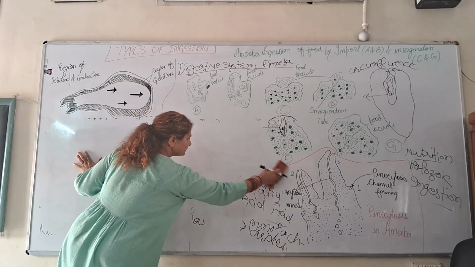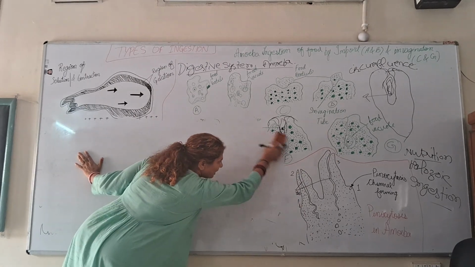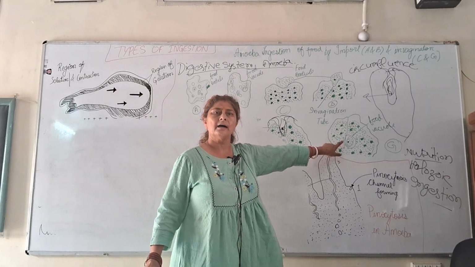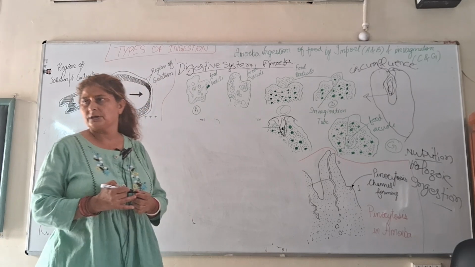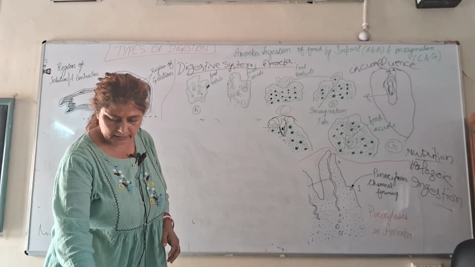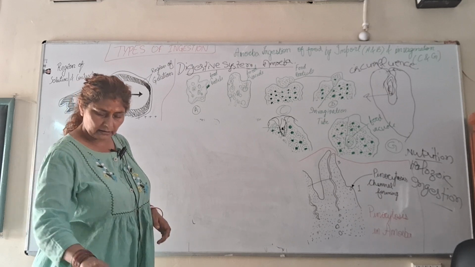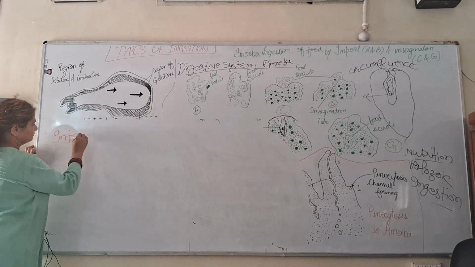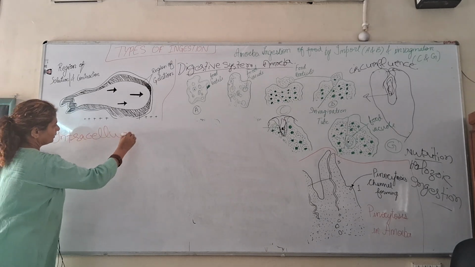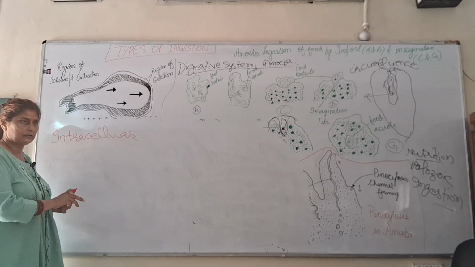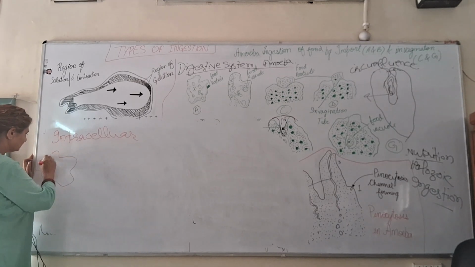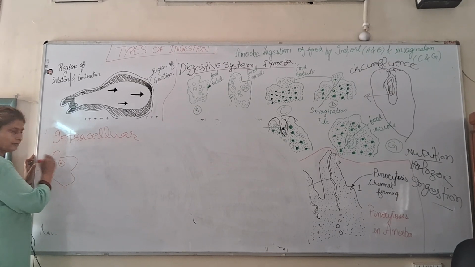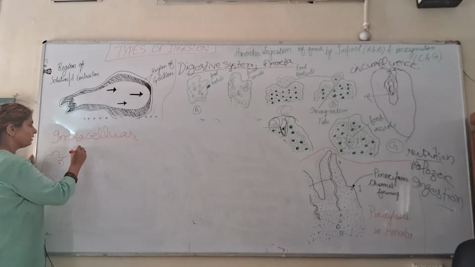Now food is inside the body of the amoeba. Here we have seen food is inside the amoeba. Now how do they digest? They have intracellular digestion. Which digestion? Intracellular. What is this intracellular digestion? Let this be the amoeba, and the food vacuole is here. This is the food vacuole.